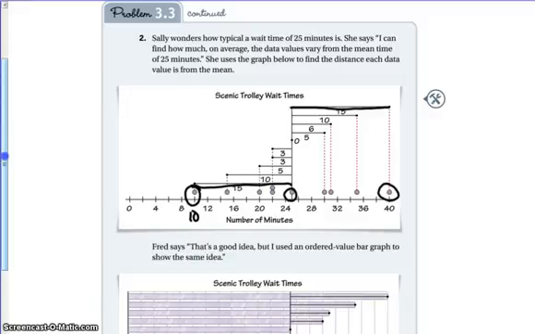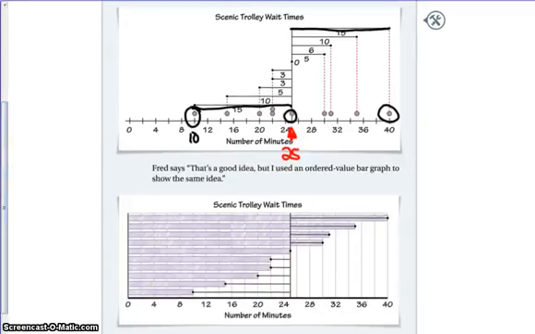What we're going to do here is add up the distance each number is from 25, because our mean is 25. So the mean is 25, and we are going to add them up and actually find the mean of that. The mean absolute deviation is simply the mean of the distance away for each number. Fred says he made an ordered value bar graph to show the same idea. Either way is correct, it's showing the same information.